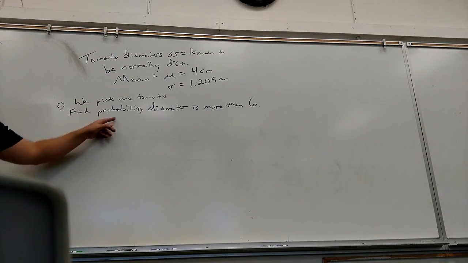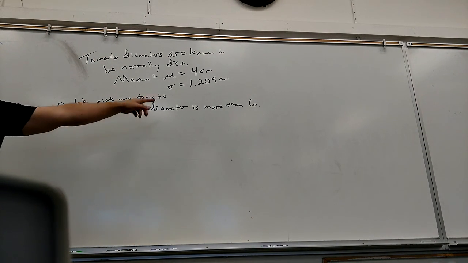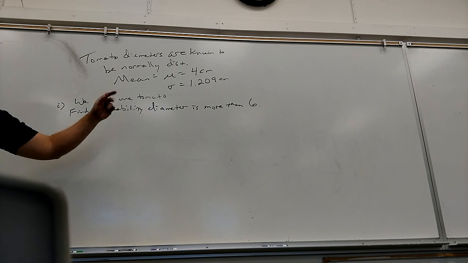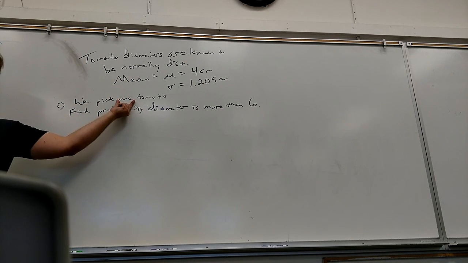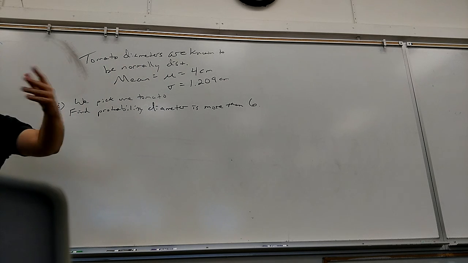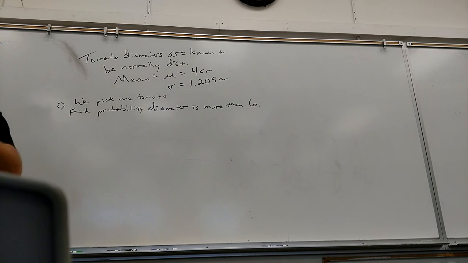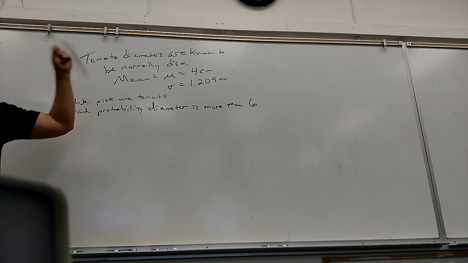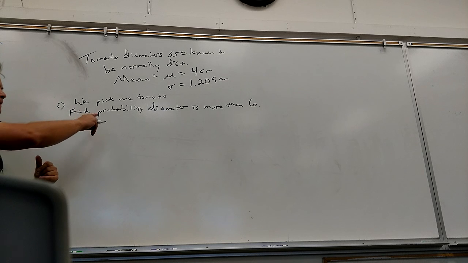We pick 1 tomato to find the probability that the diameter of that tomato is more than 6. So why? Again, just to make sure you guys get it. Why am I not concerned this is not greater than 30? Because it already says it's normal. So I like to give you a mixture. I like to give you a problem where it doesn't say, so you have to check and make sure that it's greater than 30. I like to give you this kind of problem because you'll see in a minute why.